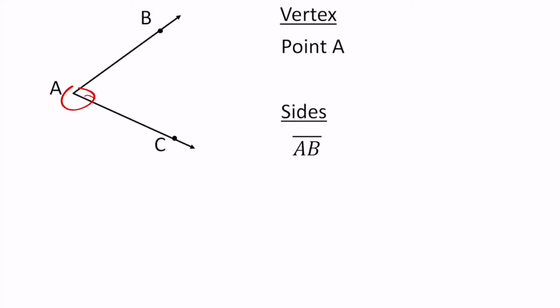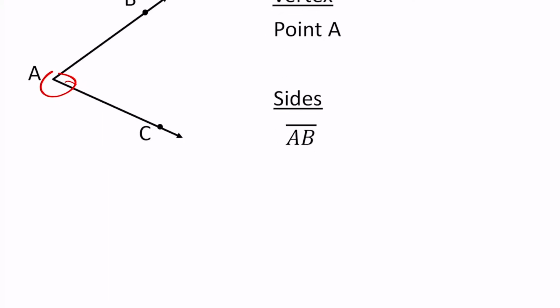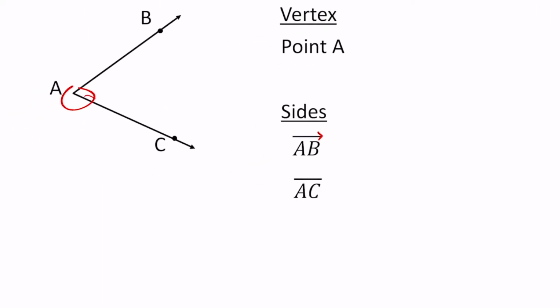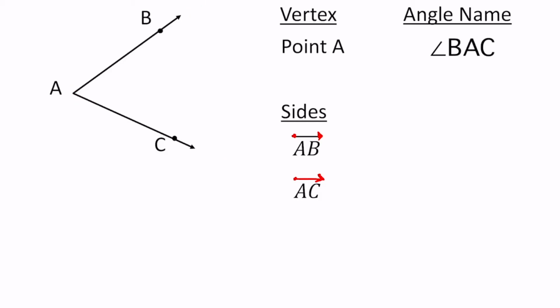Next, the sides. We're going to have sides AB, and I forgot the little arrow there, and AC. So here, if we're talking about this specific angle, those are actually rays. They start at one point, and they go off forever in these directions. So that's why there are three ways to name this specific angle here. One way, the obvious one, would be angle BAC. The other would be CAB.